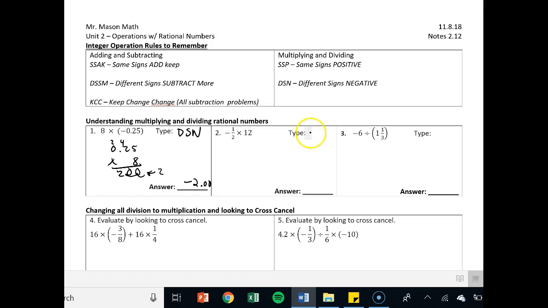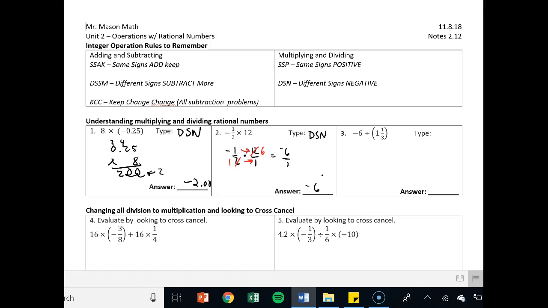Type for number 2, again DSN. Remember to make a fraction into a whole number. We do negative 1/2 times 12 over 1. I can cross cancel the 2's. That 2 becomes a 1, and this 12 becomes a 6. For multiplying fractions, you just multiply straight across. So 1 times 6 is a negative 6 over 1, and your answer is just negative 6.